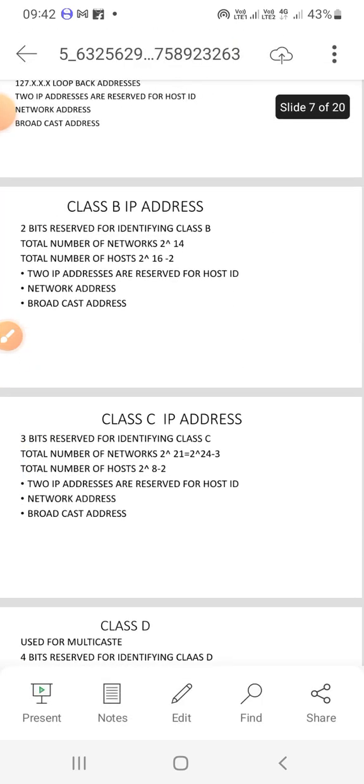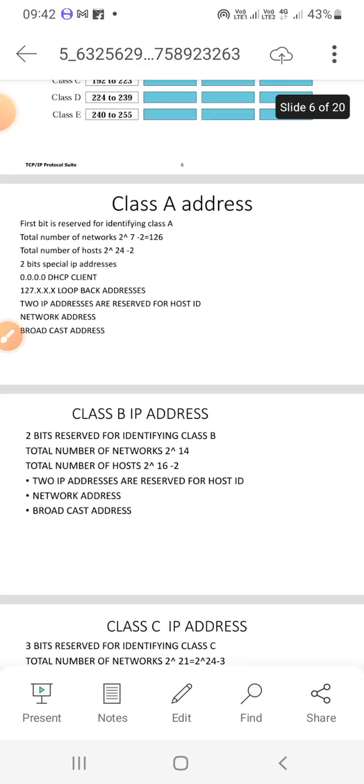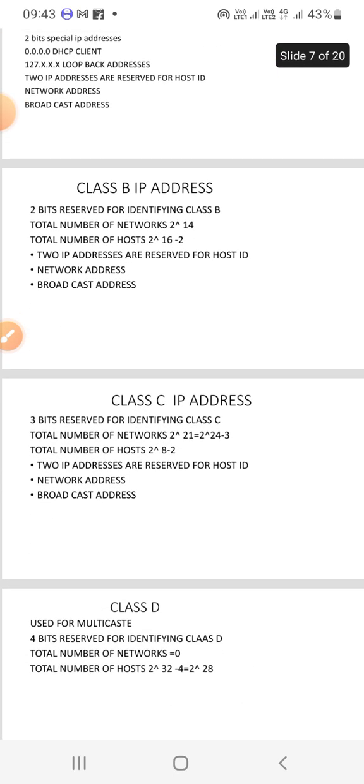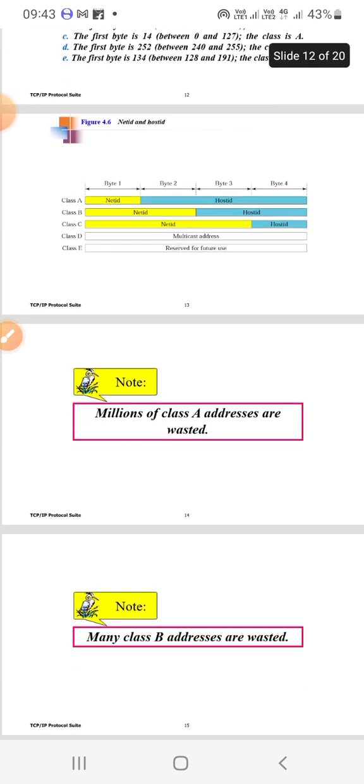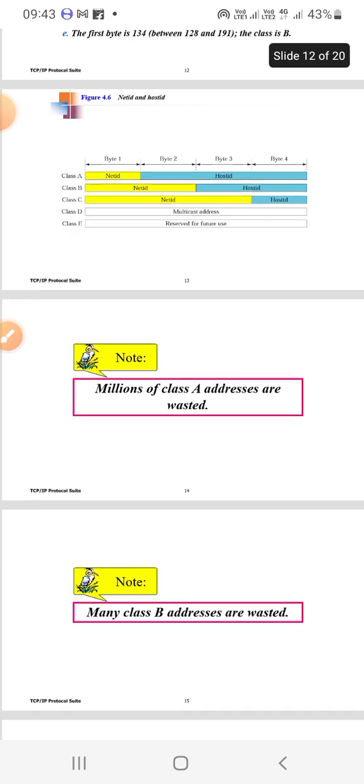How many IP addresses are present in class A? In class A, the total number of hosts is 2 power 24. 3 bytes are used for host ID; 3 bytes means 3 into 8, 24. So 2 power 24 minus 2 IP addresses are present in each network. How many networks are present? 126 networks. So each network has 2 power 24 minus 2, that means 16 million IP addresses are wasted. So millions of class A addresses are wasted.